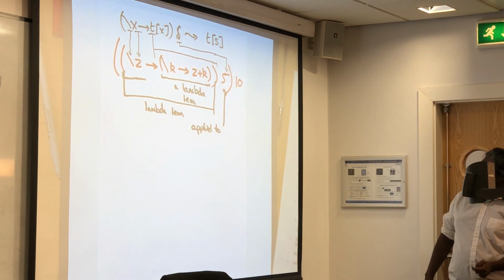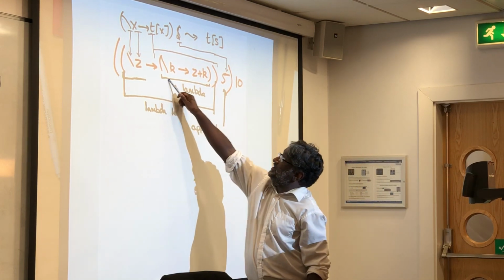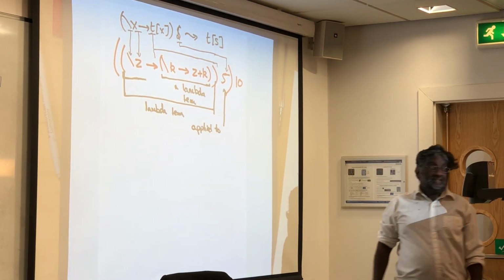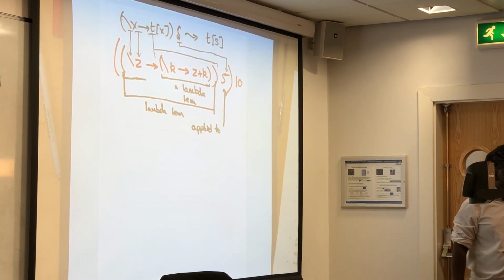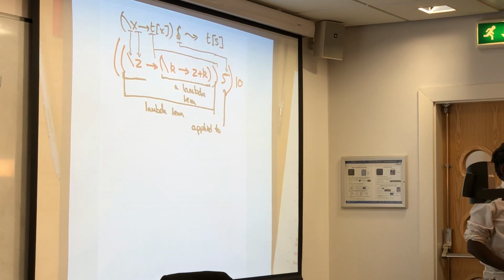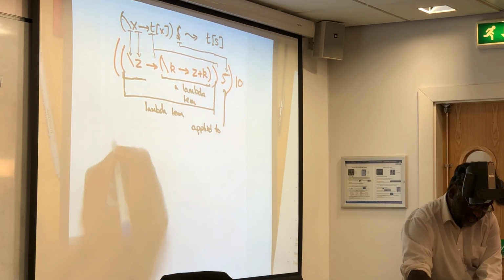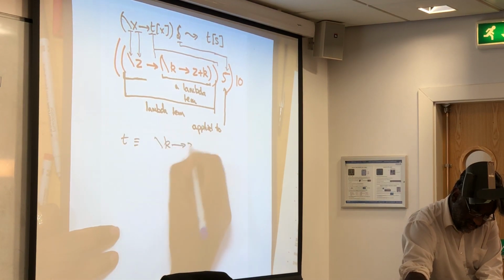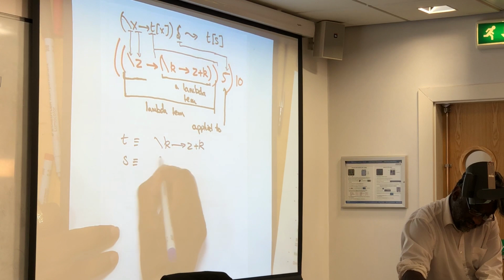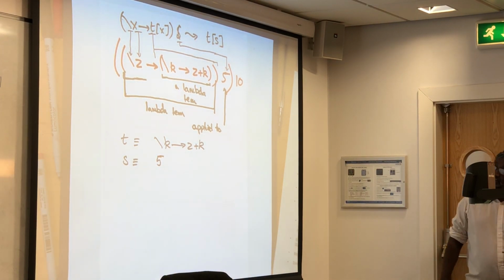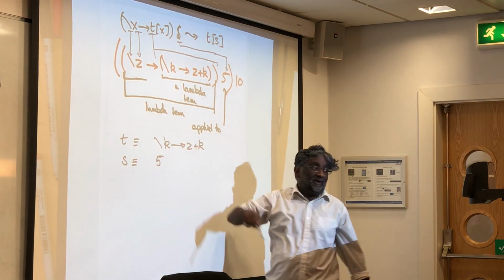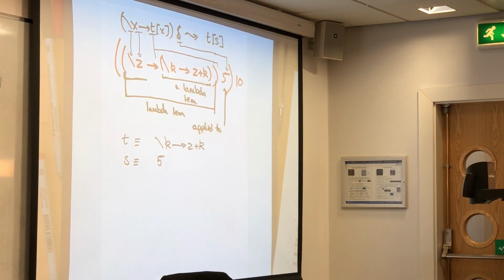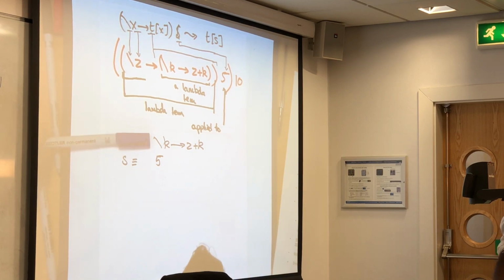So what's t again? It's all of this part, and s is 5. So what happens when I replace z with 5? Can you see this? So t is lambda x arrow z plus k, and s is 5. What happens when I replace lambda k? Where's that come from? Oh, it is lambda k. What happens when I replace k with 5? Can you see this? Z with 5.